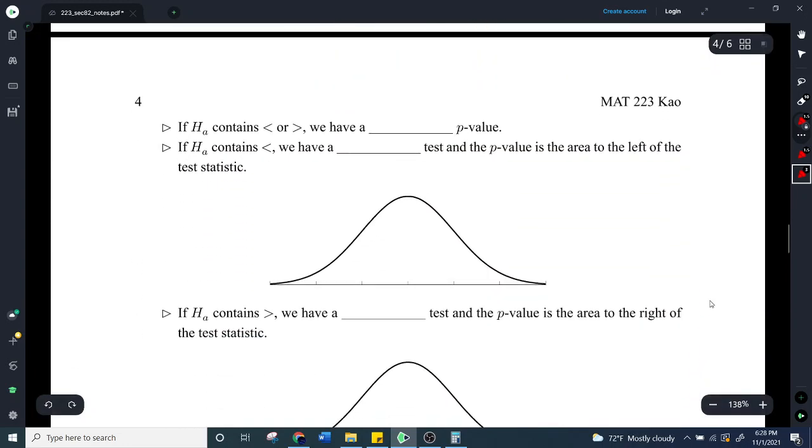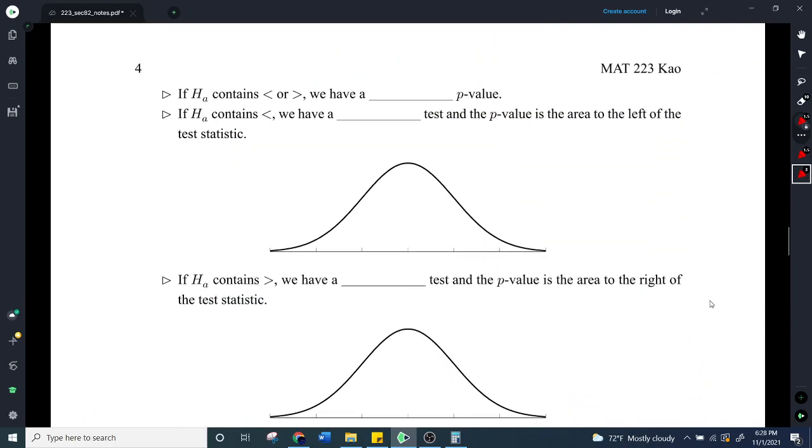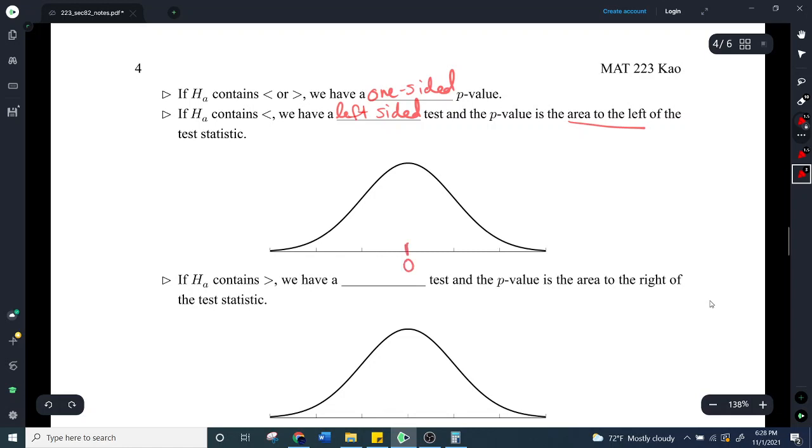If you've got less than, we have a one-tailed test, or a one-sided test. So if it's less than, that means we have a left-sided test, and the p-value is the area to the left of the test statistic. So let's do it using z-scores. Let's put 0 here, and if H sub a is that p is less than p naught, then my test statistic could be over here. It could be on this side as well. You could end up with a really large p-value. It depends on what you're working with.